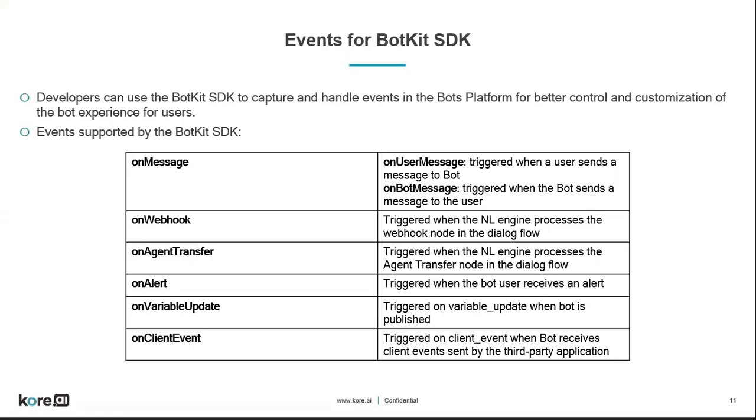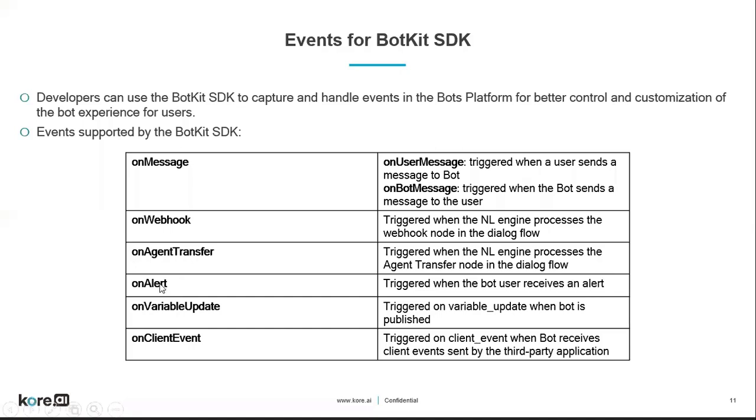Similarly, you have an event called on webhook. Whenever within a dialog task you have a webhook node through which you want to connect your dialog task to an external application, on reaching that particular node, the event that is triggered on the BotKit layer is the on webhook. Similarly, you have an event called on agent transfer. If you have an agent transfer node in your dialog task and that node comes into the context on the BotKit layer, the event that will be triggered is the on agent transfer event.